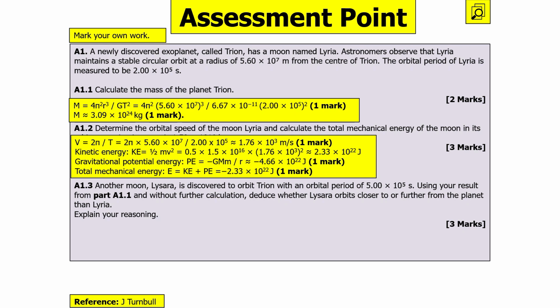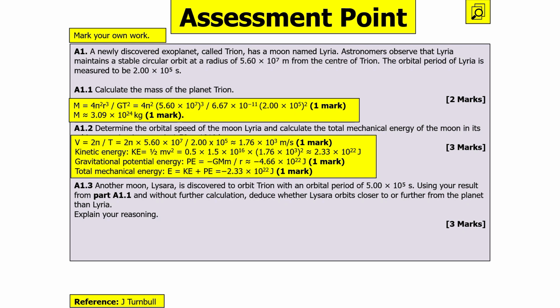Now we know the kinetic energy is going to be half m v squared, which, working it all through, is 2.33 times 10 to the 22 joules. We know that the gravitational potential energy is minus GMm over r, so we get that to be minus 4.66 times 10 to the 22 joules. We add the two together and we get minus 2.33 times 10 to the 22 joules.